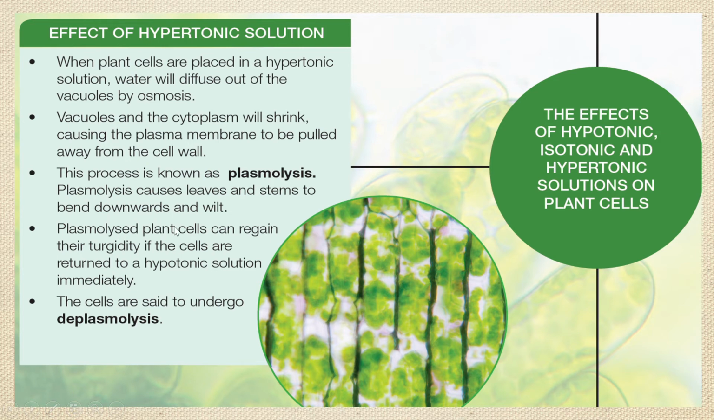You have plasmolysed cells, you don't want this to happen, you want them to gain their turgidity. What you can do is replace the solution with a hypotonic solution. What will happen is that water will diffuse into the cells again, and we say the cells are now undergoing, opposite to this one, deplasmolysis. Deplasmolysis. Okay, is that clear?